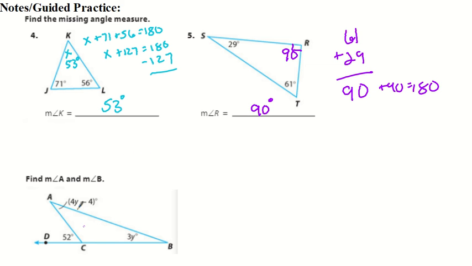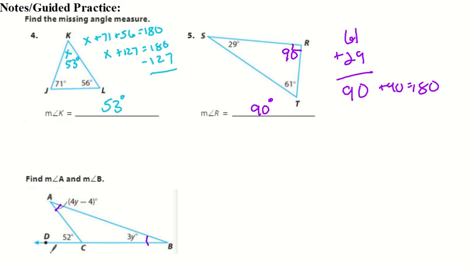Okay, now if I want to find the measures of angle A and angle B, there's a couple ways that we can do this, but the main way is I know what this exterior angle is. This exterior angle is 52 degrees. These have y's and variables, so we don't do much, and this angle is not the same as this angle, so I cannot add these all up and make it equal to 180.